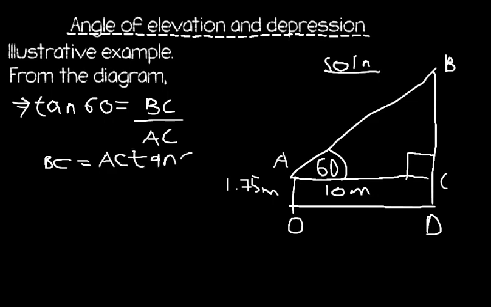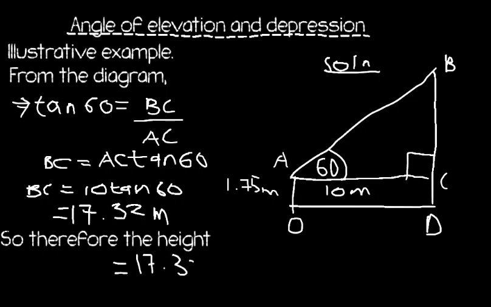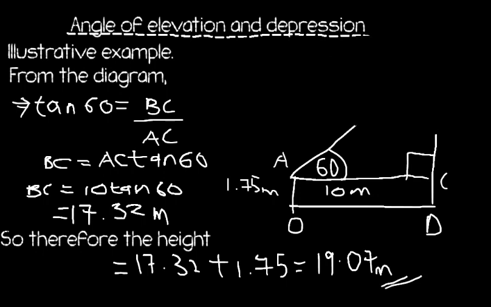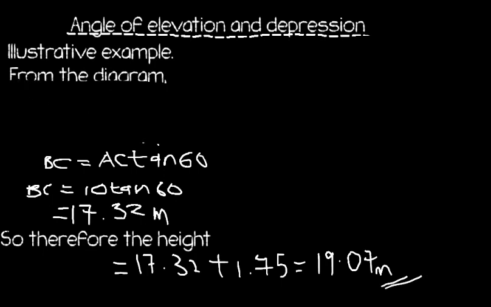From the diagram, we can say that tan 60 is equal to BC over AC, where BC is equal to AC tan 60. So BC is equal to 10 tan 60, which gives 17.32 meters. Therefore, the height of the tower is 17.32 plus 1.75, which is equal to 19.07 meters. Remember, you have to add the height of the observer to BC to get the original height of the tower. Don't forget that.